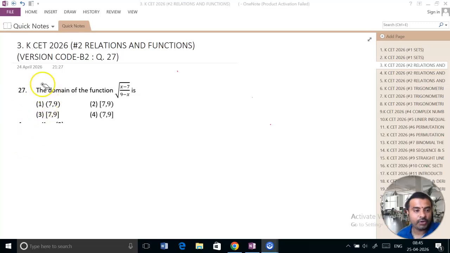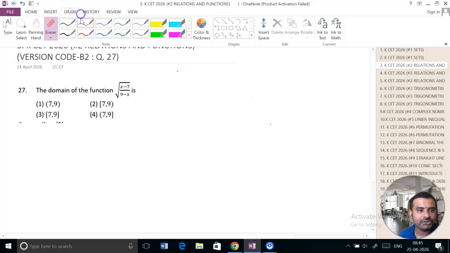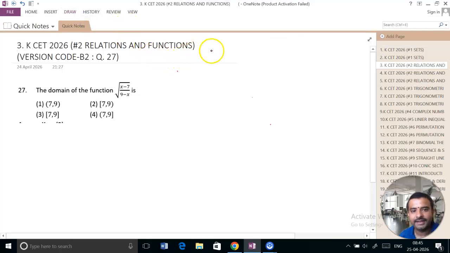So here I'm going to start with relations and functions, chapter 2 of the first PUC, and here they gave totally two questions this year. As it is, last year also they asked two questions in functions. So here they gave the domain of the function root of x minus 7 divided by 9 minus x. So here the time saving result you should know.